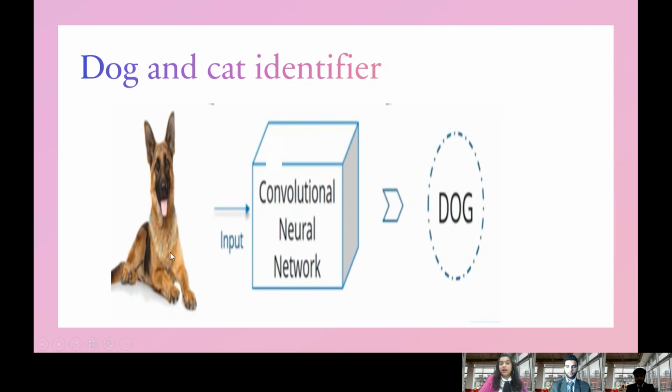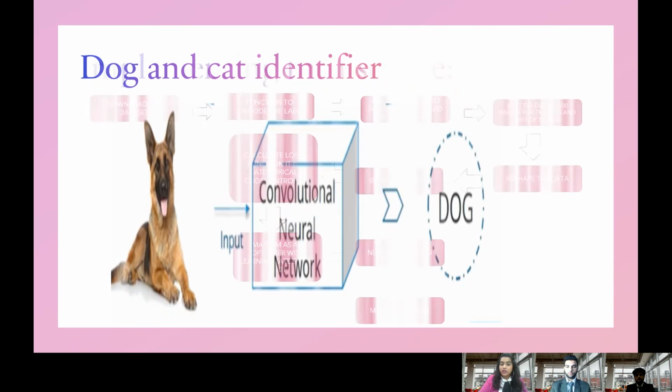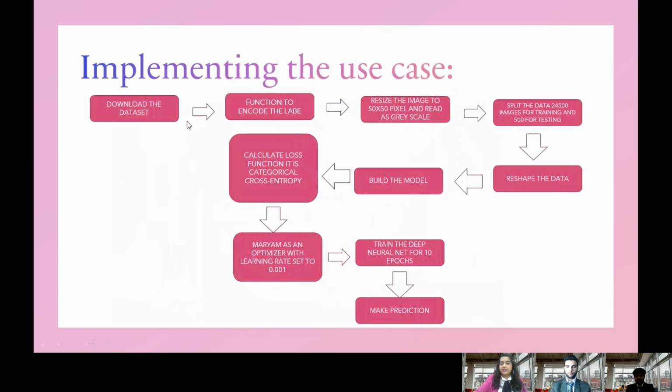Following are the steps that are involved in this use case: we download the dataset, write a function to encode the label, we resize the image, we split the data, we reshape the data, we build the model, we calculate the loss function, we optimize it, we train the deep neural net for 10 epochs, and we make the prediction. This is how we implement the use case in CNN.